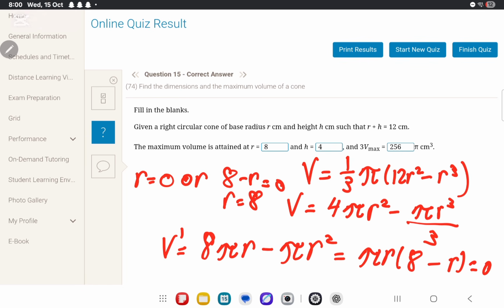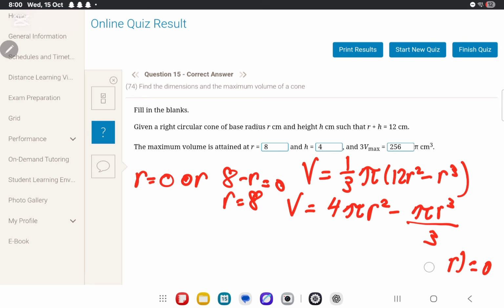So now what are you going to do? You have two values, okay? This is not very nice. Why? Because which one do I use? It's very confusing. What I'm going to do instead is plug in r equals 0 into V, or r equals 8 into V, and see which one will give me the maximum volume.